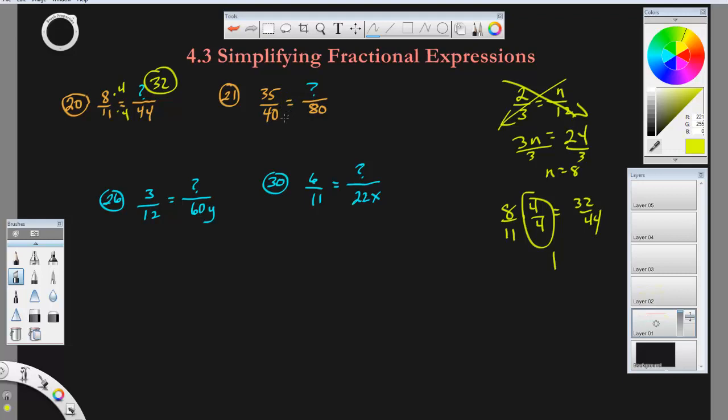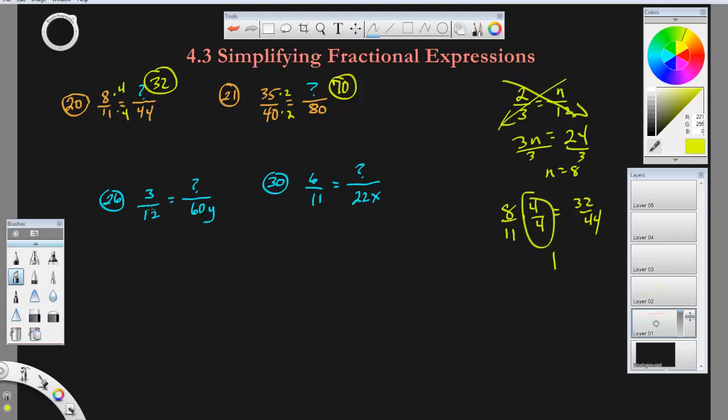Now let's do it here. What times 40 is 80? Well, that's times 2. So I'm going to multiply this times 2 and this times 2 to give me 70 right there. Now, the reason I'm doing it this way is because if we start sticking letters on the bottom, we're going to have issues cross-multiplying this.